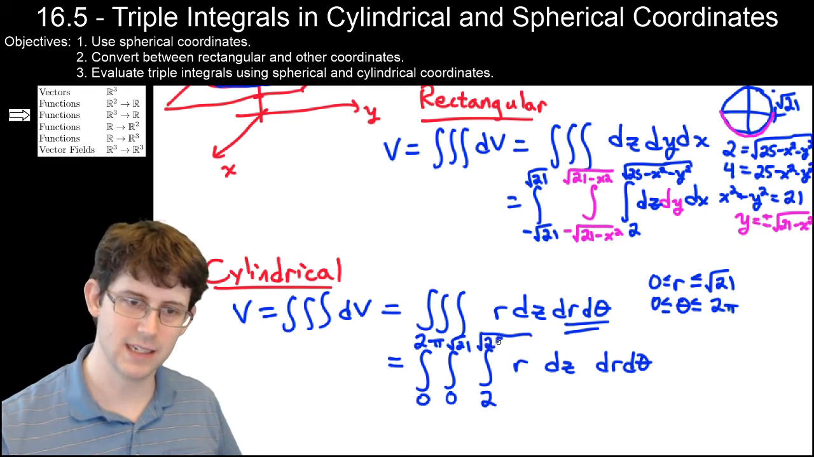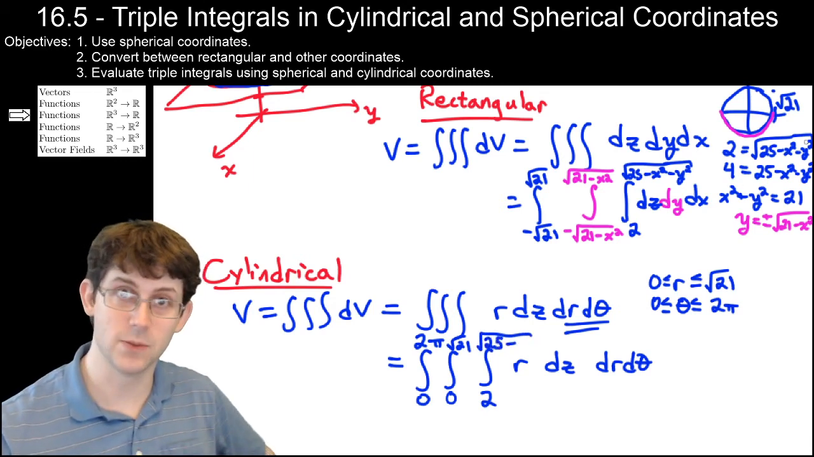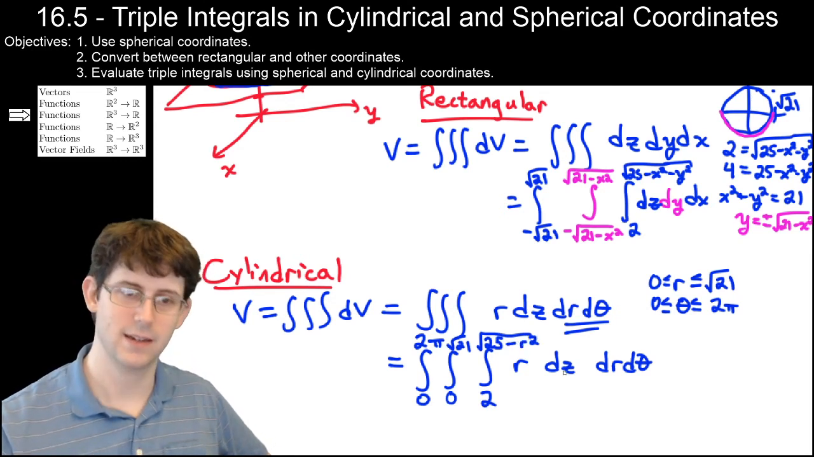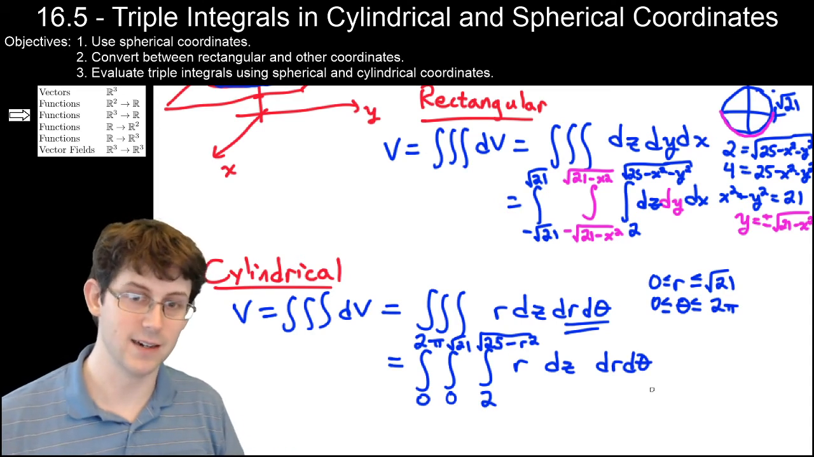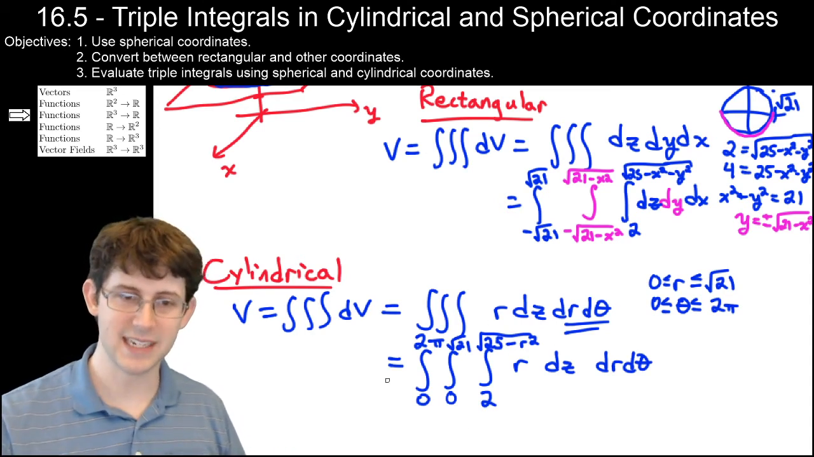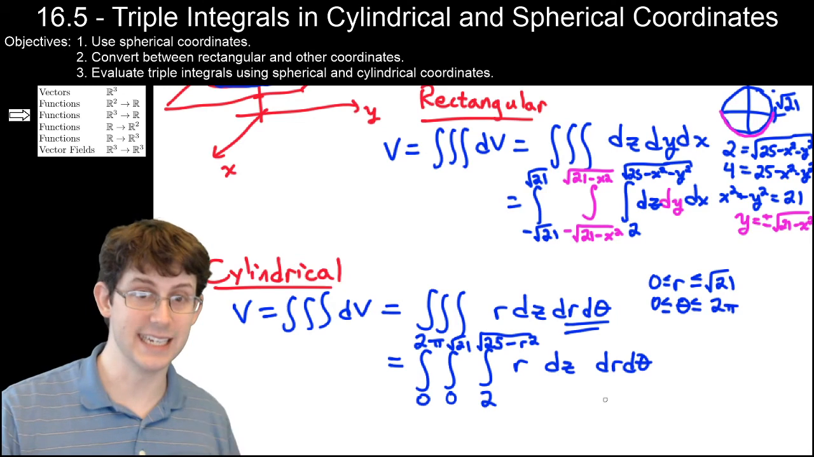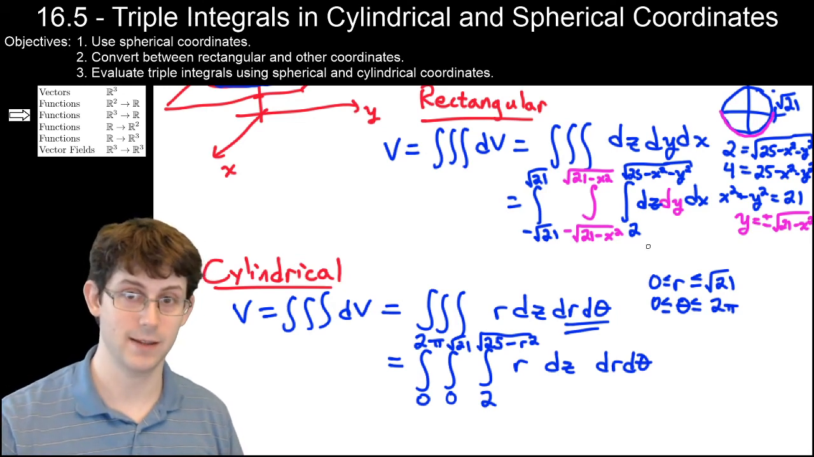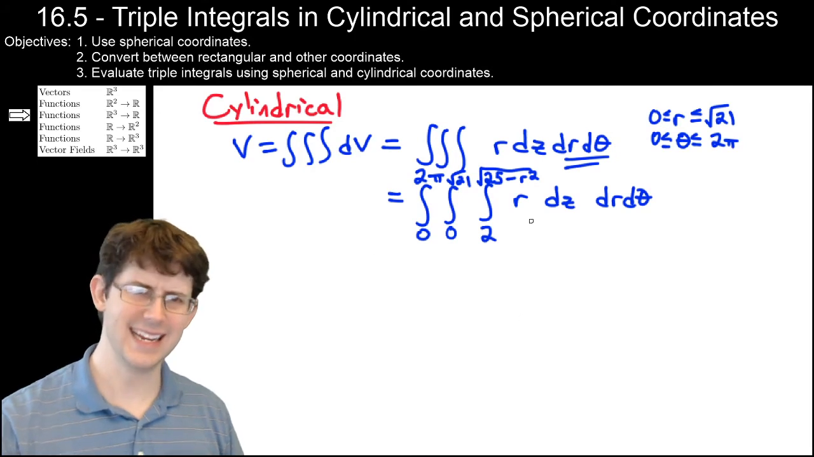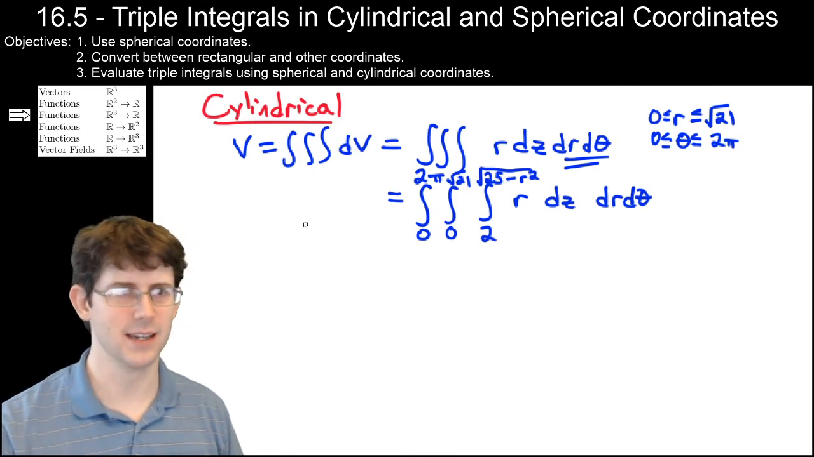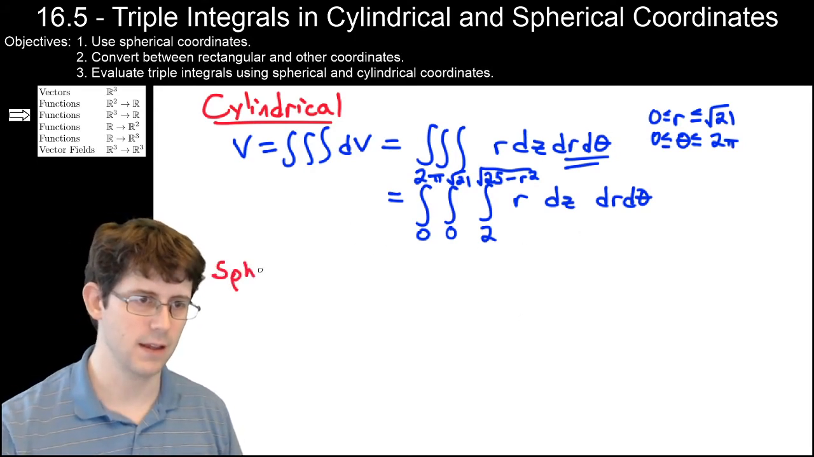But notice that it's 25 minus x squared minus y squared. X squared plus y squared is r squared. So when you're done, my cylindrical setup will have only r's, thetas, and z's in it, and it's significantly easier than my rectangular setup. So far, cylindrical is definitely the best. I kind of think this is probably as good as we're going to get, but let's see. Let's try spherical.